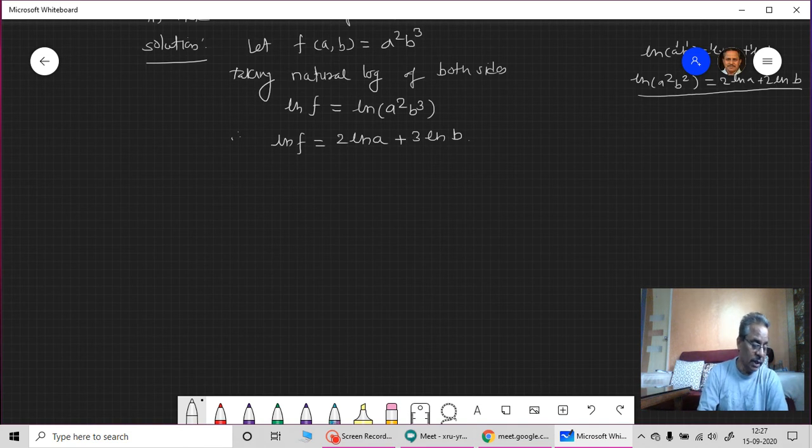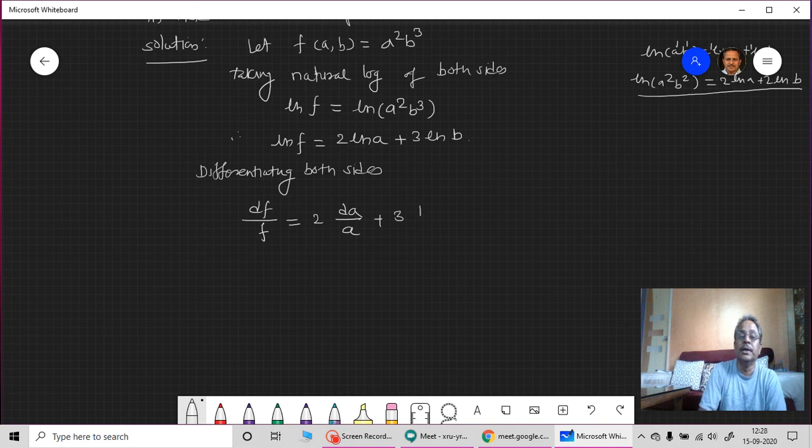Now as usual we have to differentiate, so differentiating both sides. Log differential of f is 1 upon f, so df upon f, the change in the quantity divided by the original quantity, is equal to 2 times change in A, that is dA upon A, plus 3 times dB upon B, change in B divided by B. This is what the differential gives.